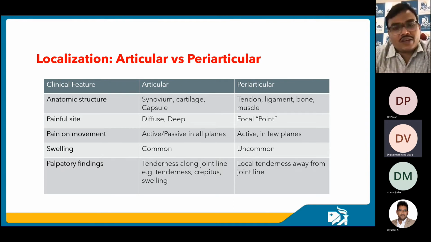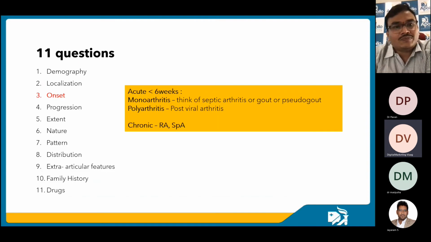Pain on movement. In case of a typical arthritis, all ranges of movement are painful, but in case of periarticular pain, only a particular movement in the joint is painful. And in articular disease, such as arthritis, swelling will be there, but in case of periarticular, the swelling is uncommon. And palpatory findings are similar to the painful site: there will be a focal tenderness in case of periarticular, whereas in the articular, diffuse tenderness can be seen.